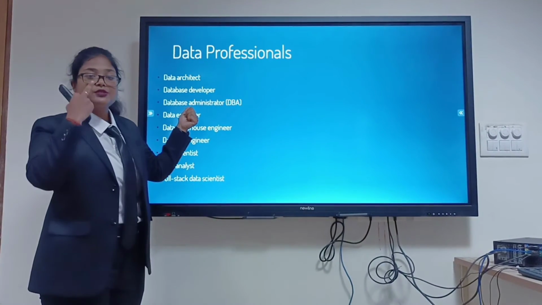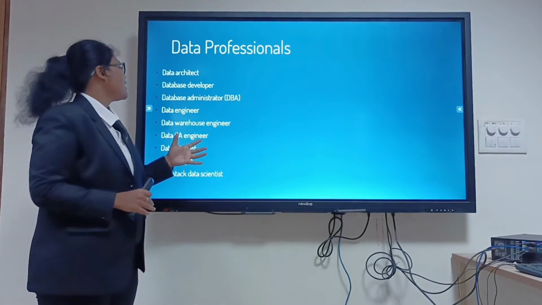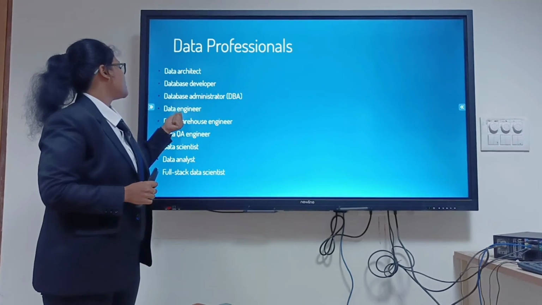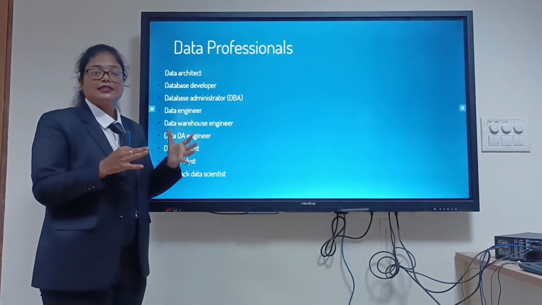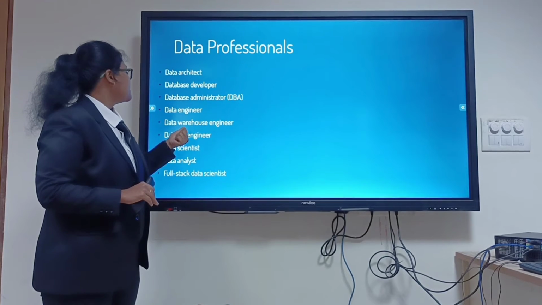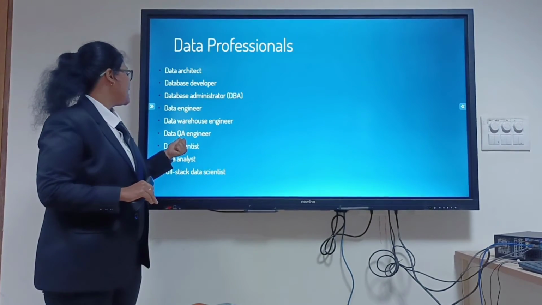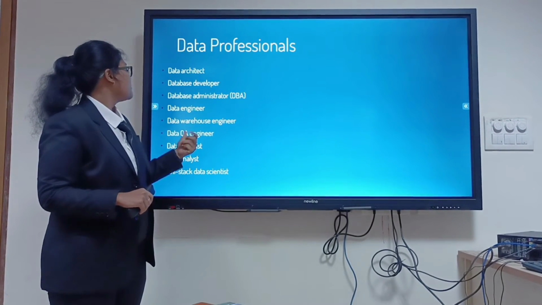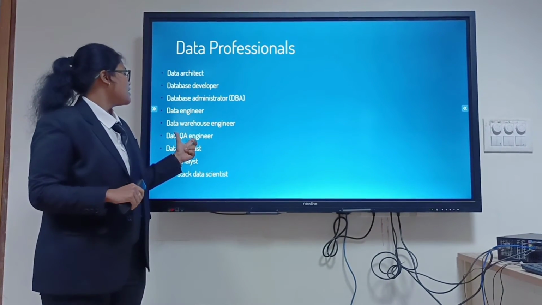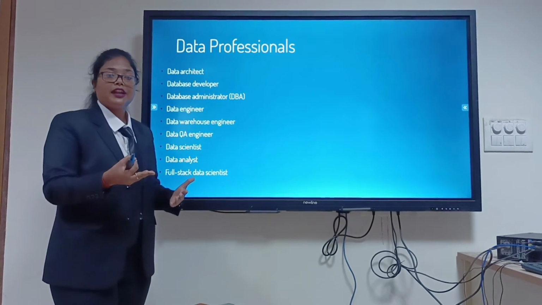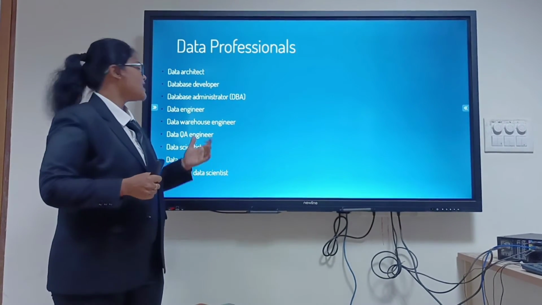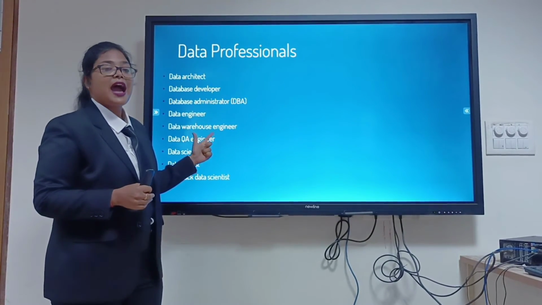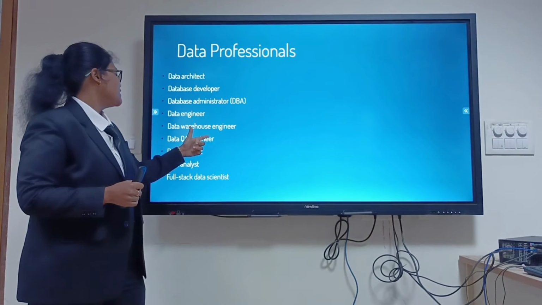Then database administrator, they will be looking forward and making sure that this database management is going smoothly with this organization. Then data engineer, they are for the testing things, for the data things. Then data warehouse engineer, data quality assurance engineer. They must make sure with the data engineer that the quality and the continuity of the data or the information that is coming from the organization is maintained and it is essential for the organization.